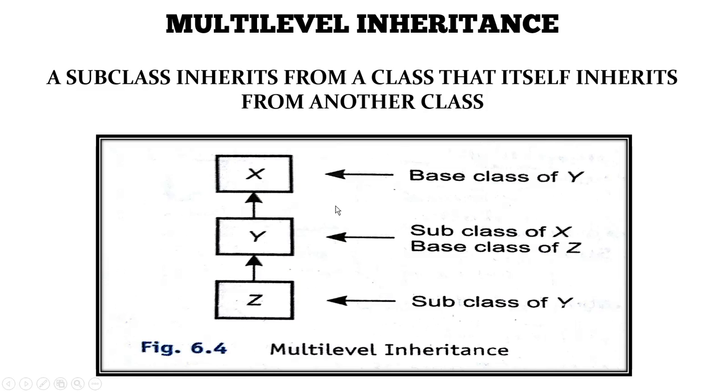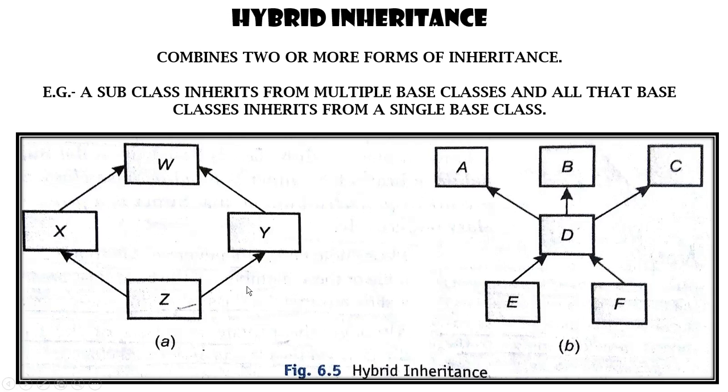The next one is multi-level inheritance. Now in this case a subclass inherits from a class that itself inherits from another class. So here we have x, which is base class. Now we are creating y from x, and next step we are creating z from y. So see here, there is a level here. We are creating y from x, and then we are creating z from y. Therefore, here x is the base class for y. Then we have y as base class for z. This is multi-level. The last one, the fifth one, is called hybrid inheritance.